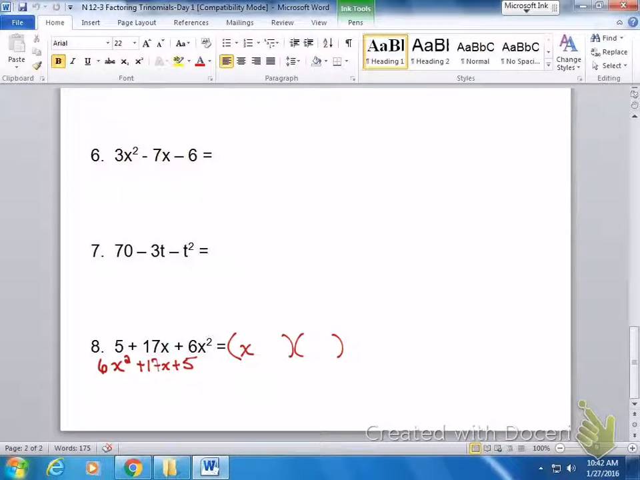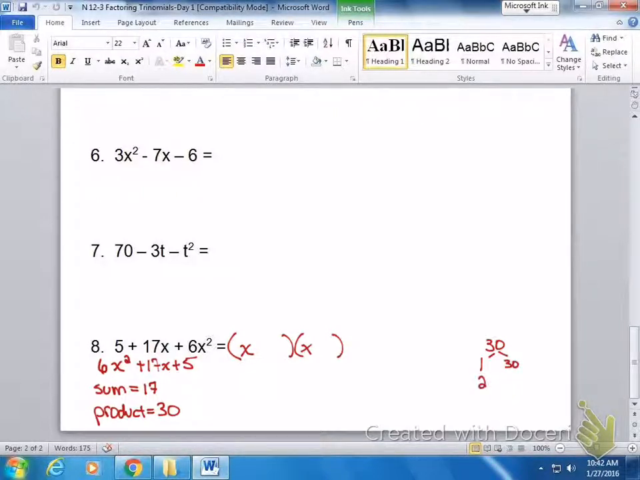And I have x and x. I know I have to have a sum that equals b, and that's 17, and a product of a times c, which is 6 times 5, so positive 30. So that's not so bad. I come over here, I write my 30. Well, I've got 1 and 15. I'm sorry, 1 and 30. Well, 1 plus 30 or 30 plus 1 does not give me the 17 I want.